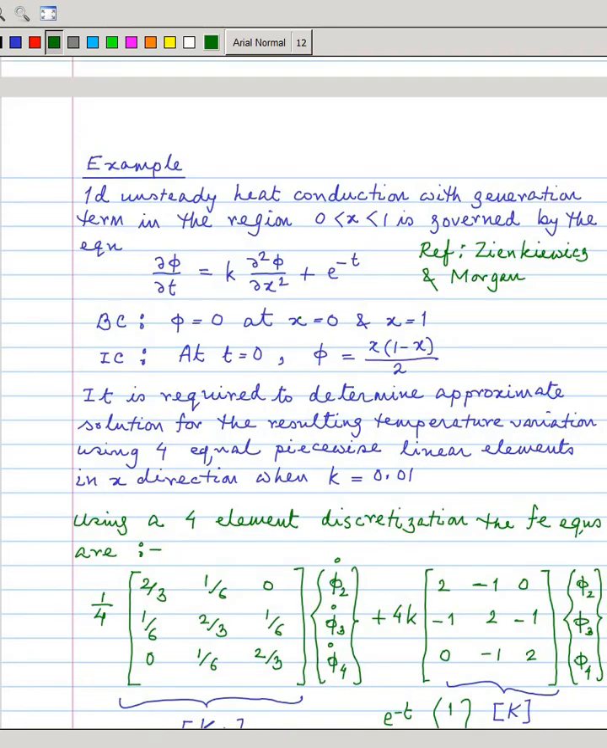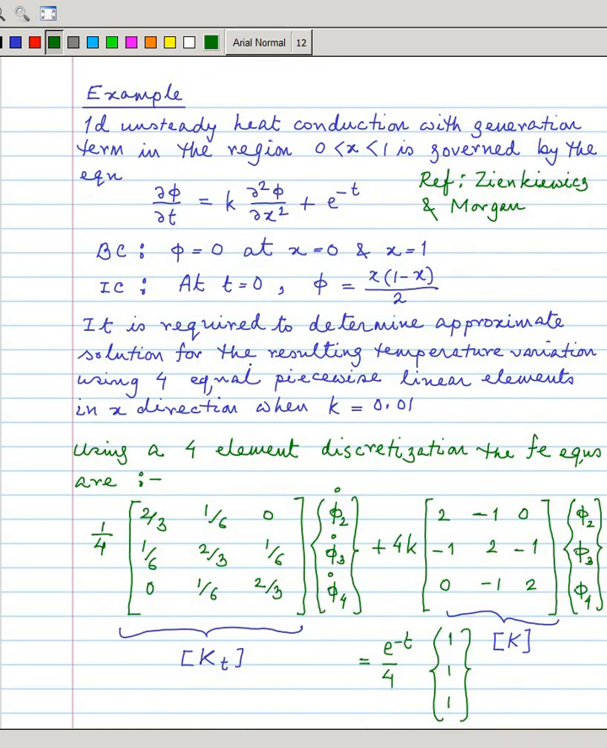They have taken this from Jean-Morgan's book. So this is a 1D unsteady heat conduction with generation term in the region x between 0 and 1, governed by this equation. Boundary condition is phi equal to 0 at x equal to 0 and x equal to 1, and the initial condition is this. So it is required to determine an approximate solution for the resulting temperature variation using 4 equal piecewise linear elements in x direction when k equal to 0.01.